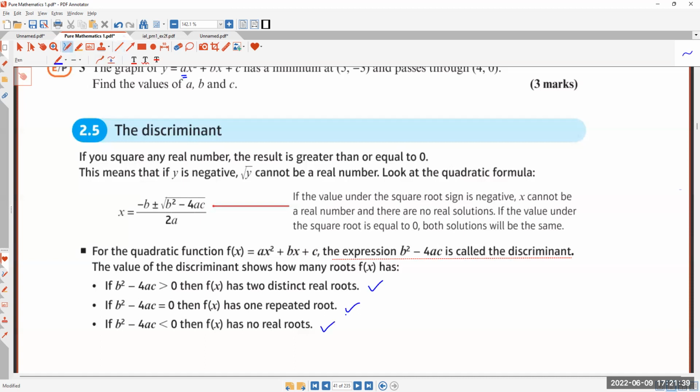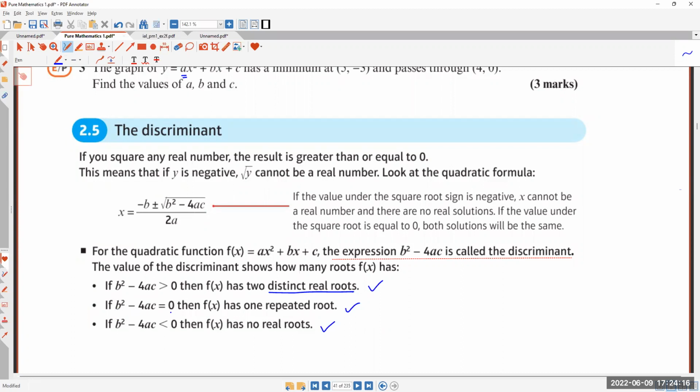So therefore, if b square minus 4ac is greater than 0, okay, then it will have two distinct real roots. What is the meaning of distinct? Different, correct. So now, you are supposed to learn three conditions. When your b square minus 4ac value is positive, it has two different, distinct means two different roots.